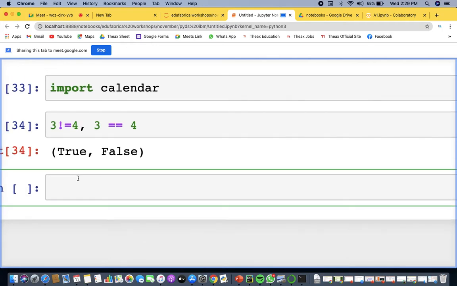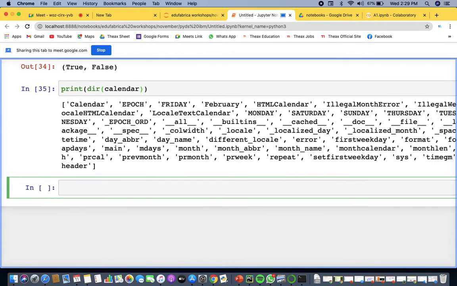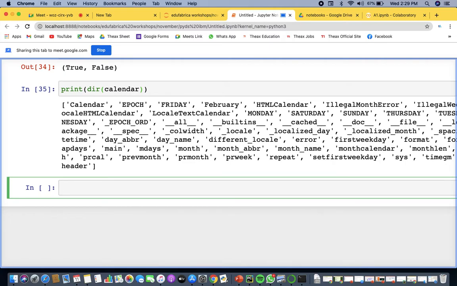Alright. So we have the calendar, right? So we have imported it. Okay, fine. Now let's see what all the functions are which are there in the calendar. So we can print the directory of the calendar. So we have got the directory of the calendar where we have day name, different locale, first weekday, month length, and all those things.